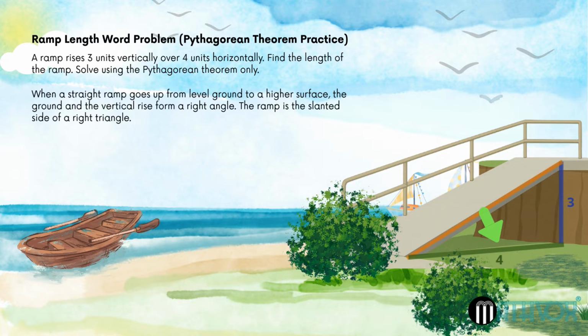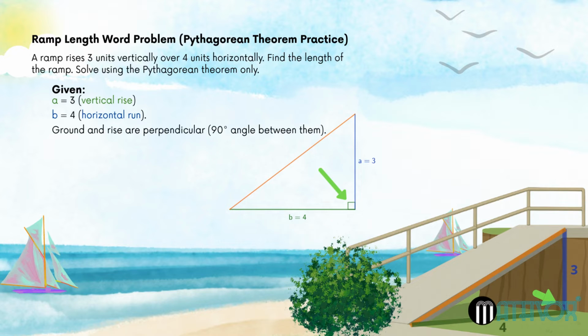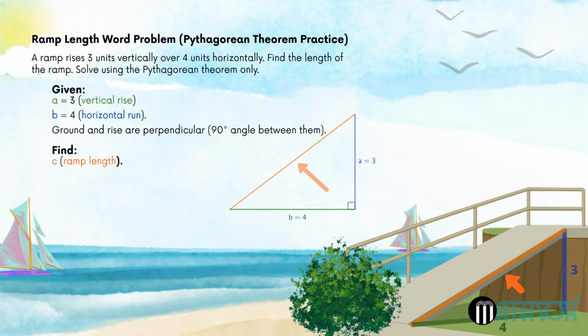When a straight ramp goes up from level ground to a higher surface, the ground and the vertical rise form a right angle. Given A equals 3, vertical rise. B equals 4, horizontal run. Ground and rise are perpendicular, 90 degrees angle between them. Find C, ramp length. Solution.